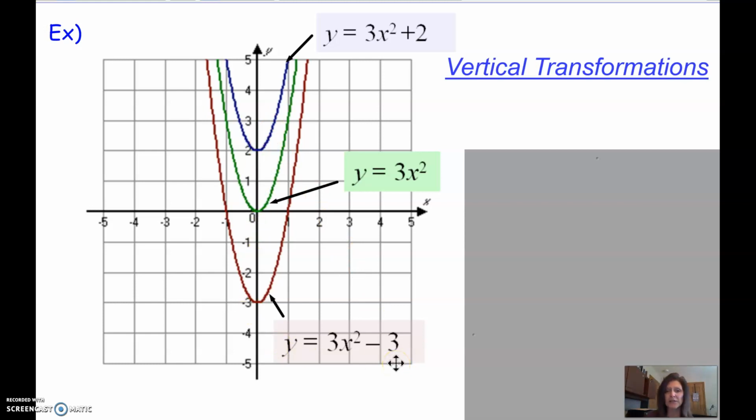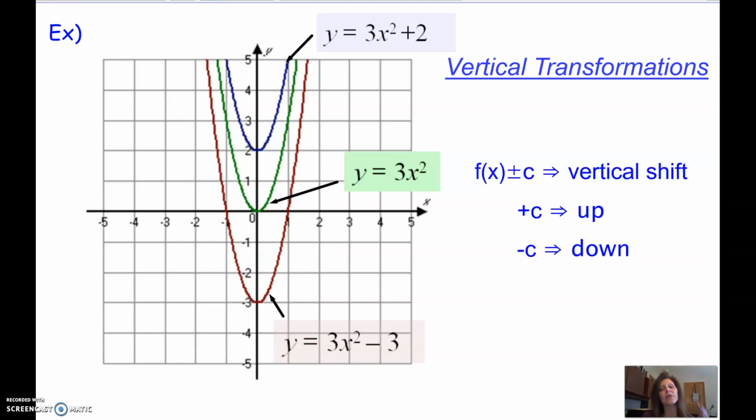That matches the equations. So in general, we would say that if I have my function, whatever it is, and then I add or subtract something, I'm going to be moving it up or down. And it moves exactly the way I would expect. In other words, if we add something, it'll move it up, and if we subtract something, it'll move it down.